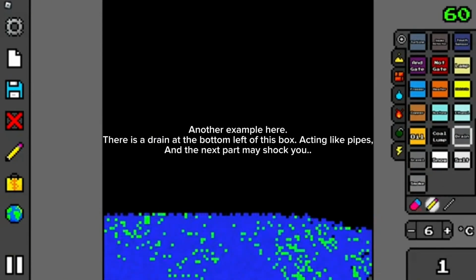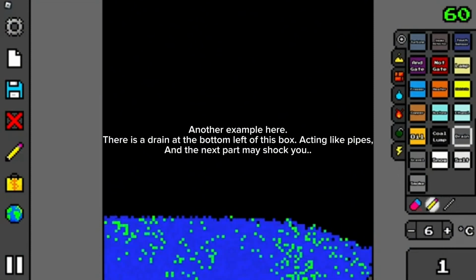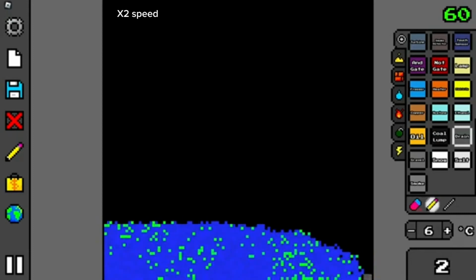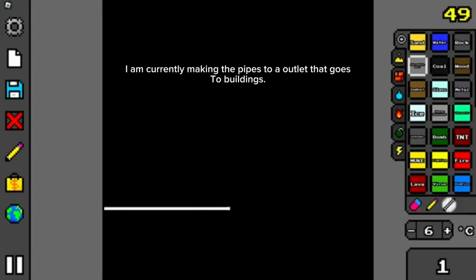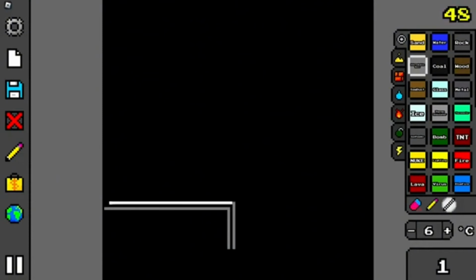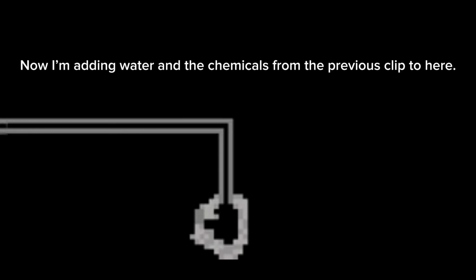Another example here. There is a drain at the bottom left of this box, acting like pipes, and the next part may shock you. I am currently making the pipes to an outlet that goes to buildings. Now I'm adding water and the chemicals from the previous clip to here.